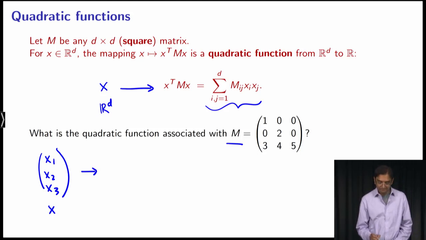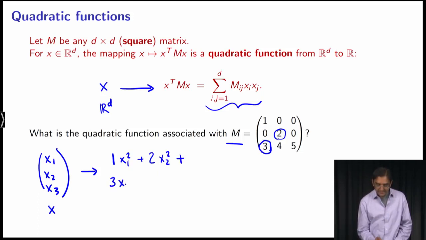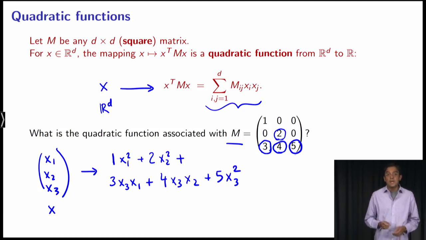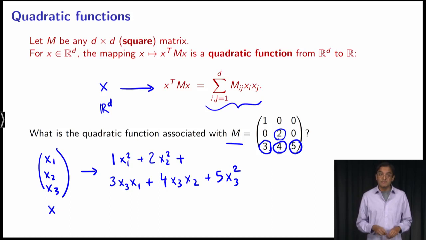Well, m11, which is 1, times x1 squared. Then we have m22 times x2 squared. Then we have m31 times x3, x1. Then we have m32 times x3, x2. And then we have m33 times x3, x3. That is the quadratic function associated with this matrix.